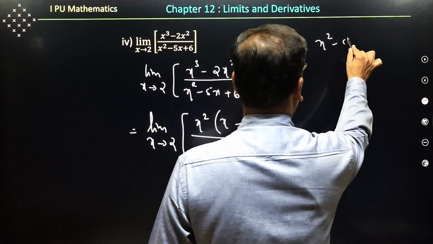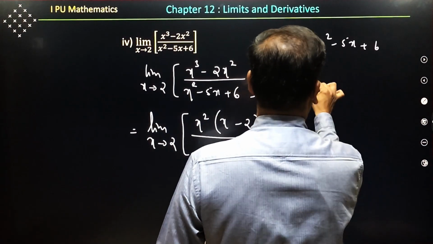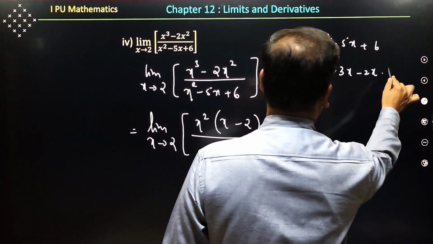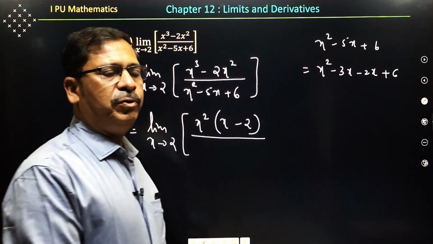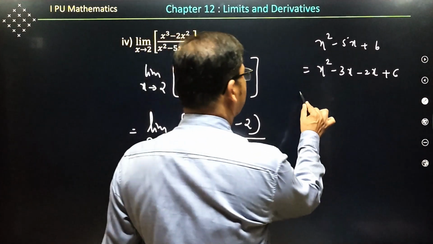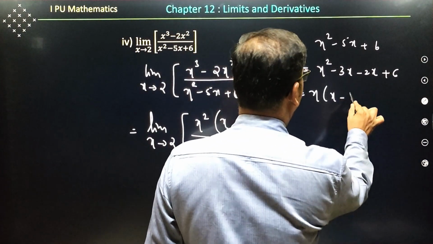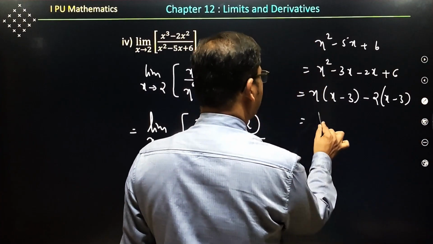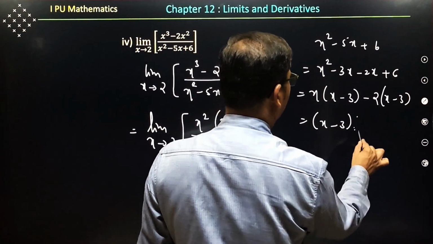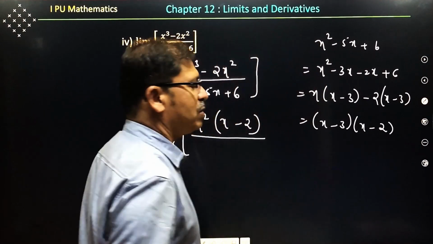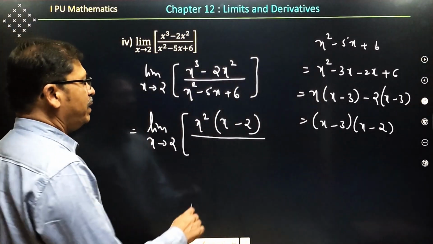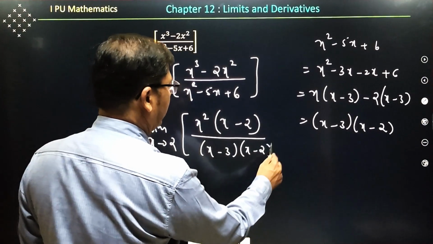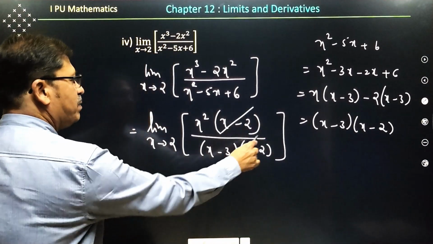x square minus 5x plus 6 can be written as x square minus 3x minus 2x plus 6 here. If you take x common from the first two terms, x into bracket x minus 3, minus 2 into bracket x minus 3 will get here. So x minus 3 is common. If we take x minus 3 common, x minus 2 remains. So x minus 3 into x minus 2 you can write. So now x minus 2 cancels.